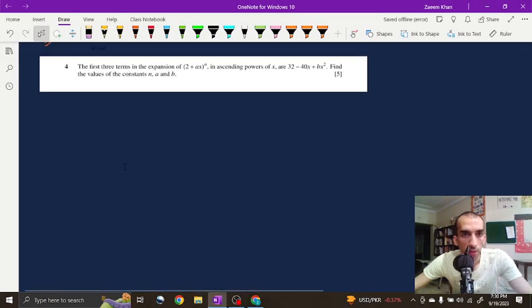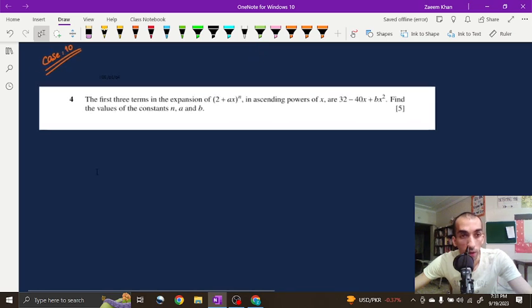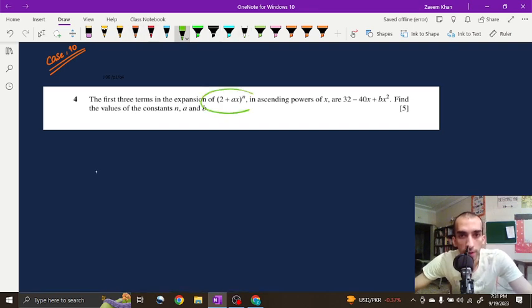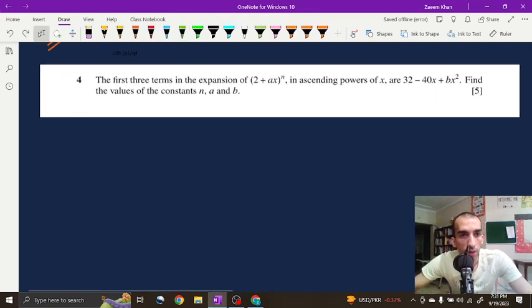Last part of this playlist for now, case number 10. The first three terms in the expansion of 2 plus ax raised to the power n, in ascending powers of x, are given. That comes later; first we have to expand this. How do we expand this? Let's give that a shot.